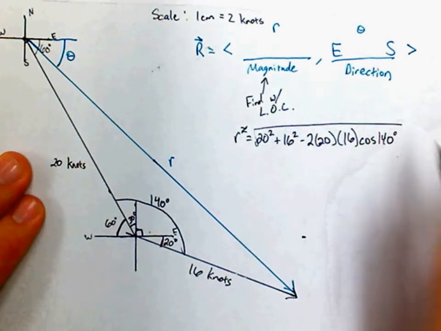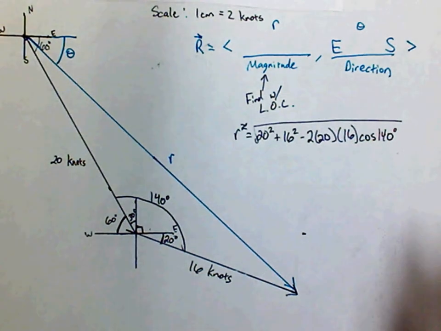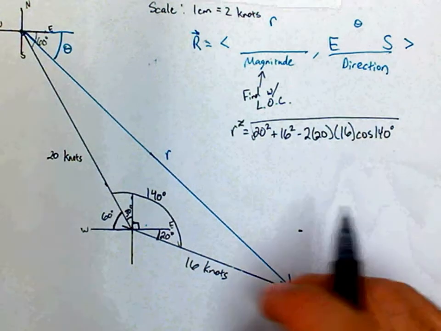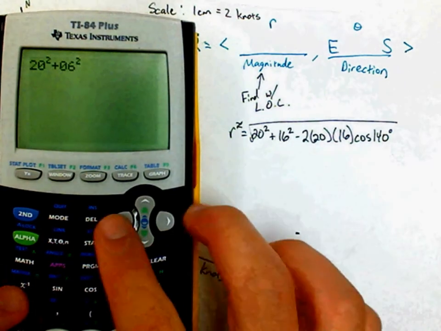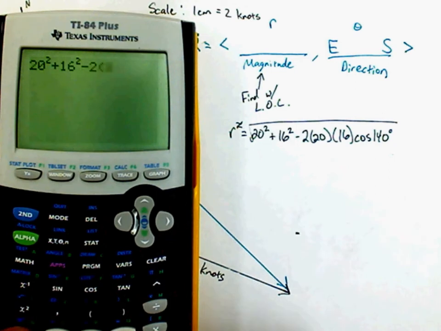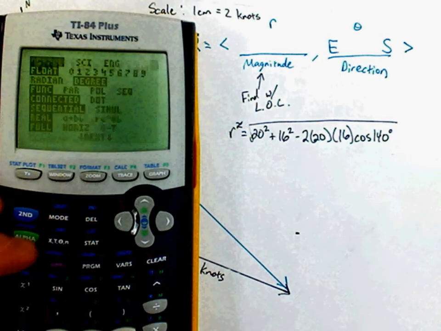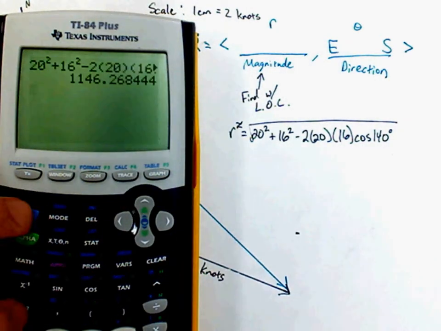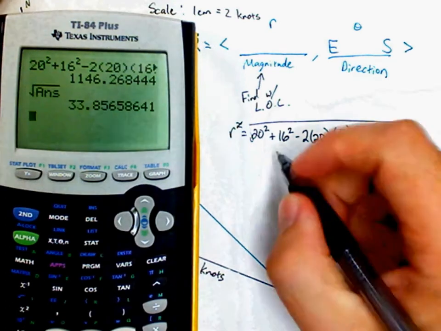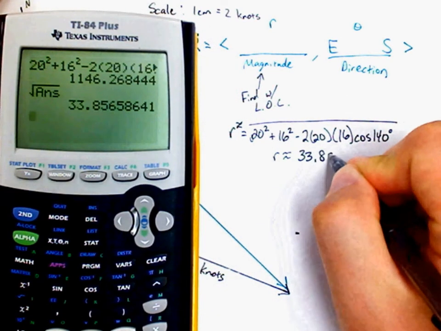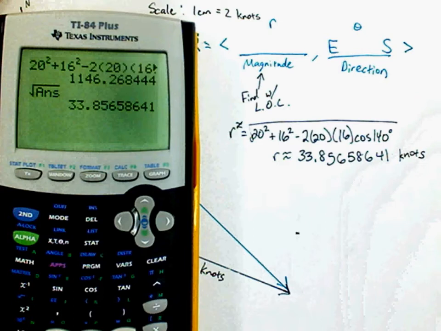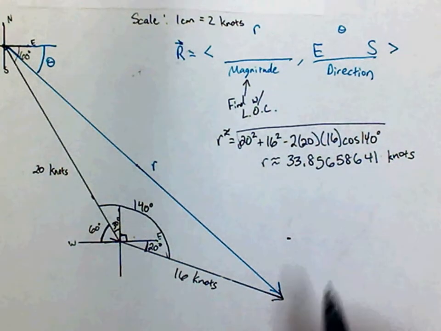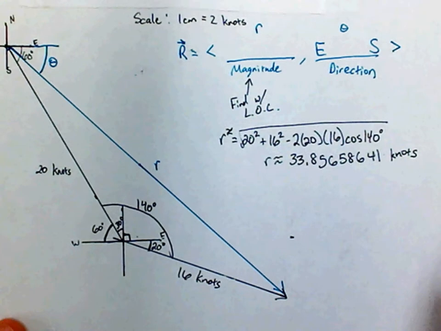If I want to get the R by itself, I'm going to take the square root of that number. So I'm going to throw that into my calculator. You don't have to do it all at once like I just did there, but you can do a lot of it at once. 20 squared plus 16 squared minus 2 times 20 times 16 times the cosine of 140. Let's make sure I'm in degree mode, and I am. I get 1,146. We'll take the square root. R is approximately 33.85658641. The units will be knots, just like the other two were. I'm going to round that eventually. I'm going to write the whole thing for now. Let's go ahead and label it in here.